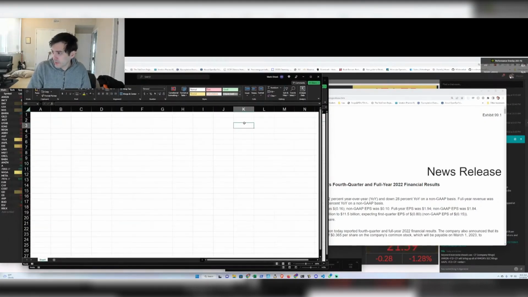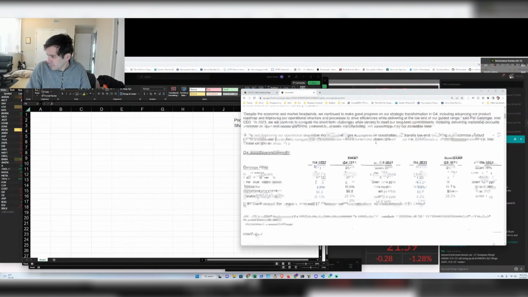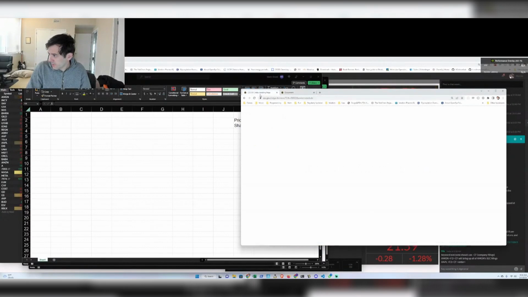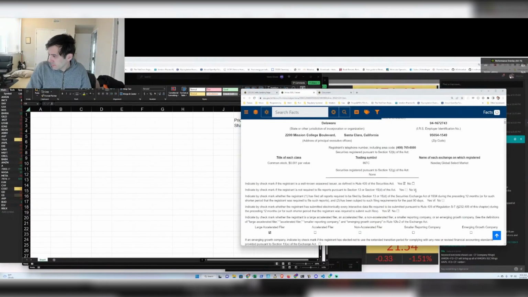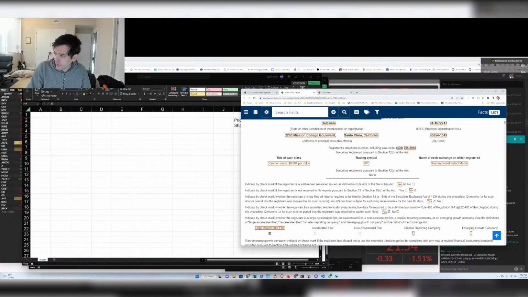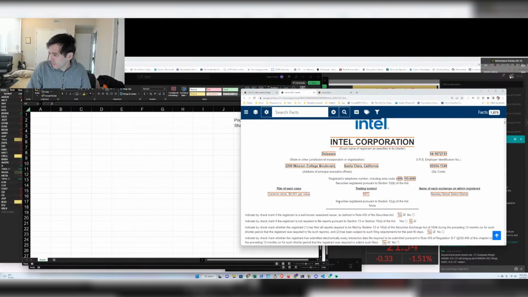Alright, so the way I look at it is I start with the stock price. I look at the number of shares outstanding, which you can find in a few different places. One place to find it is just the 10K. The most recent 10 filing, whether it's a 10K or a 10Q, it's usually on the first page.